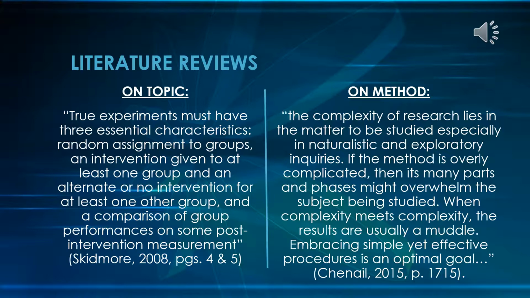On the topic of selection of participants, Skidmore provides that true experiments must have 3 essential characteristics: random assignment to groups, an intervention given to at least one group, and an alternate or no intervention for at least one other group, and a comparison of group performances on some post-intervention measurements.